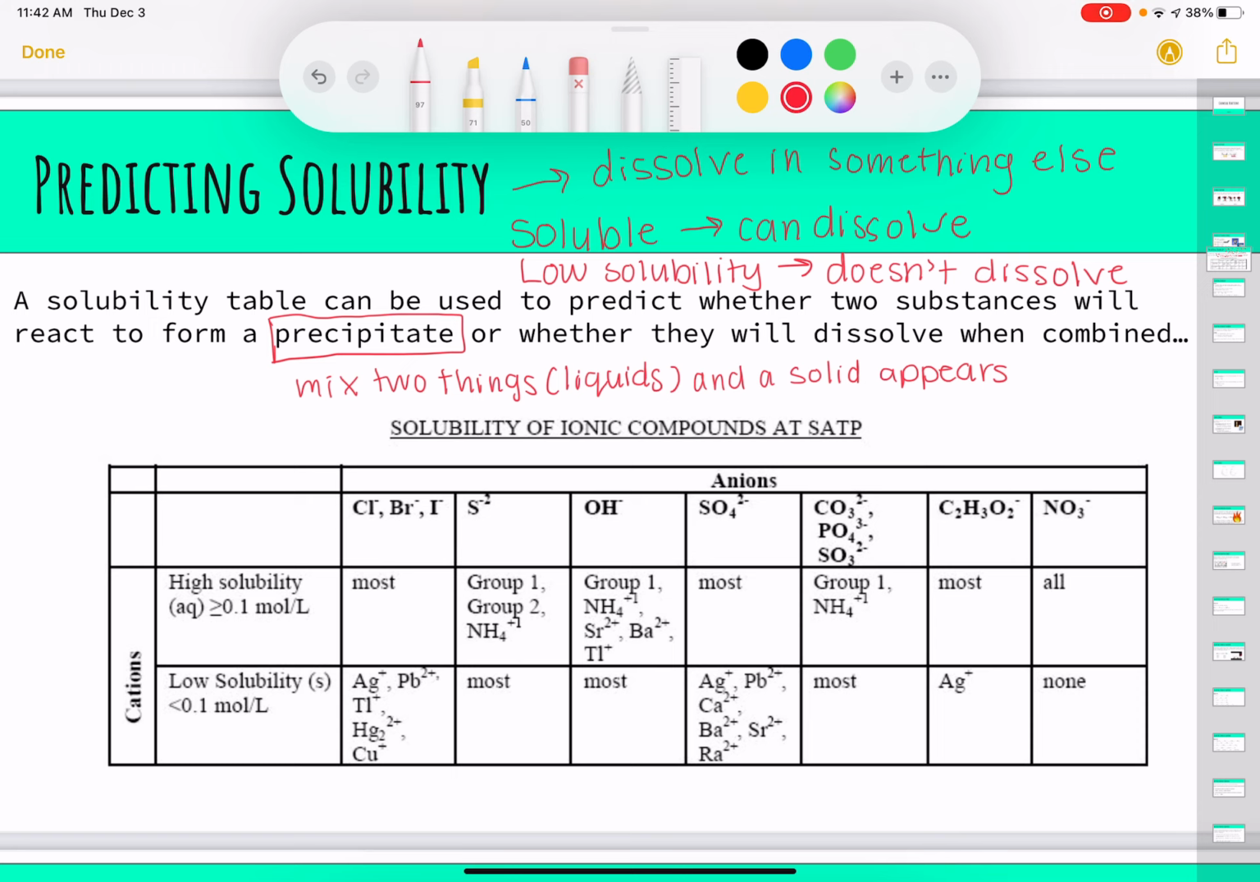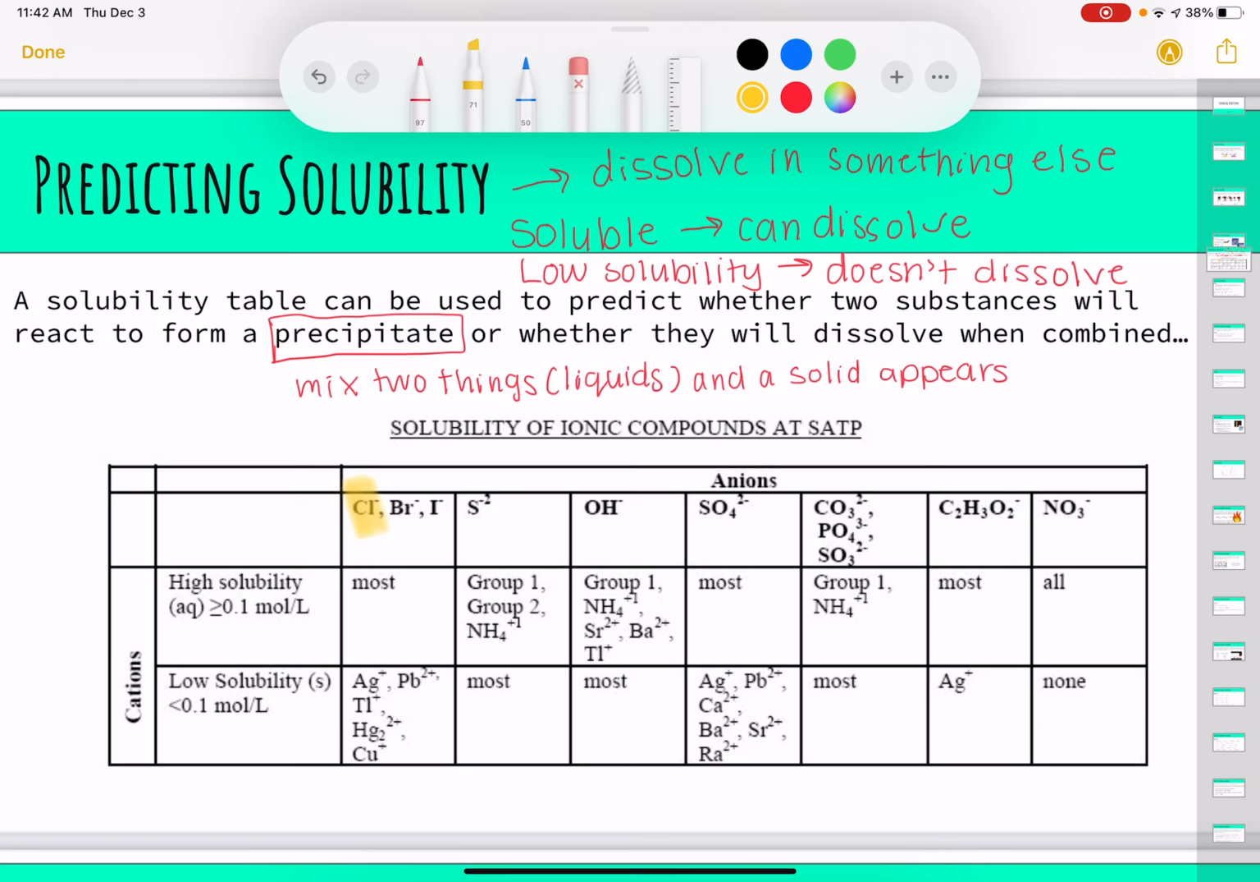Okay, so this table right here is going to show you, and I will post a table for you with this lesson. But basically this table tells you, you can use it sort of like a multiplication table to show you whether things will dissolve in one another. So let's I'll try and show you sort of how this works. So let's say I have some chloride. So that's the very first one here.